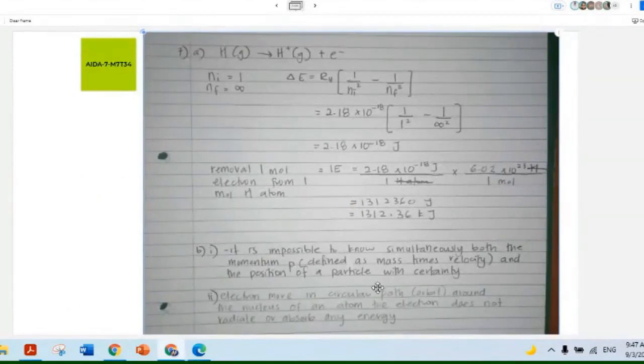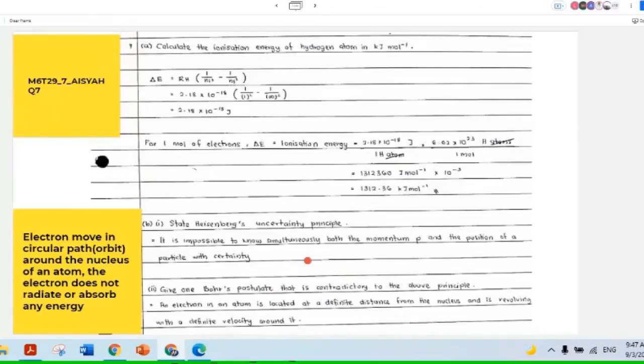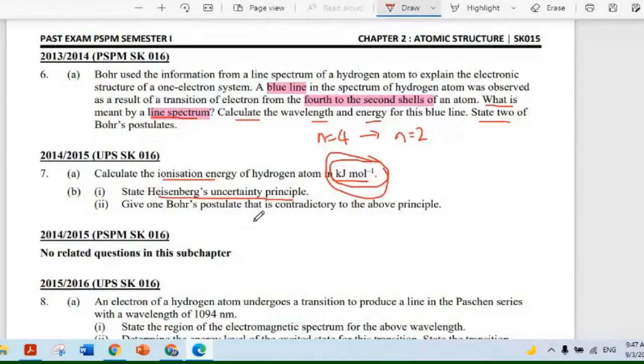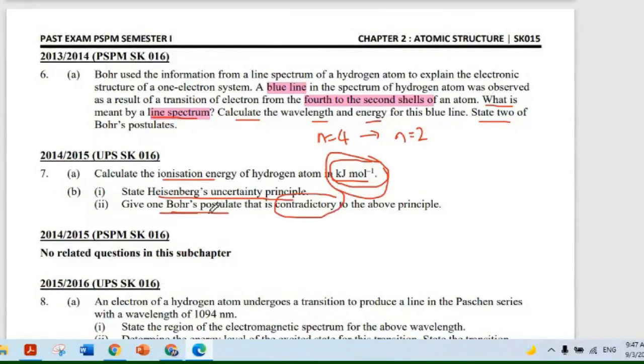You tak jawab ikut saya. Okay, sini pun akan hilang markah. Tak apa, kita biar Aisyah tengok jawapan Aisyah. Aisyah sambung. Aisyah pun tak jawab ikut cara saya juga. Okay, Aisyah, Higgs-Boson uncertainty principle. 4 postulate contradictory means bercanggah dengan both postulate.